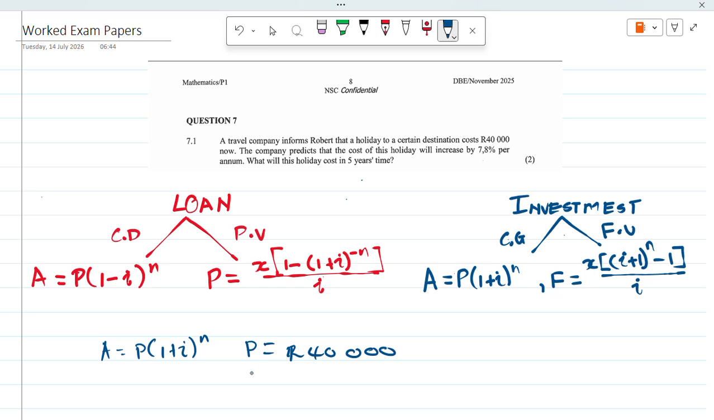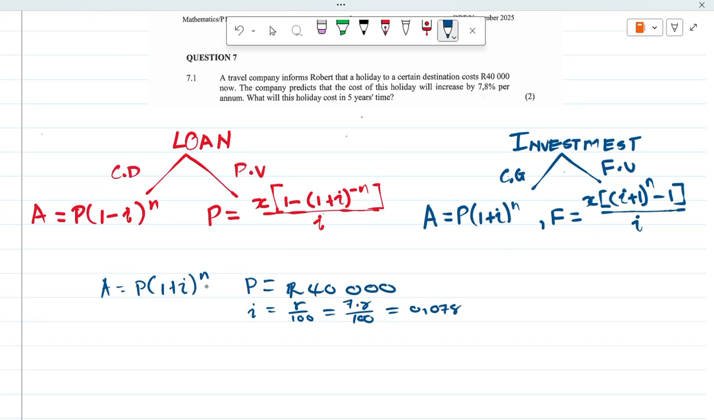And what will be our i then? We know that i is always equal to rate over 100. Where do we get the rate? The rate is the percentage that is given in the question. Okay, so we go ahead then and compute that. r, which is 7.8% over 100. What will that be? That's going to be 0.078. Okay, so we're done. And then we need to figure out the value of n. Now, the value of n for this question specifically is going to be 5.